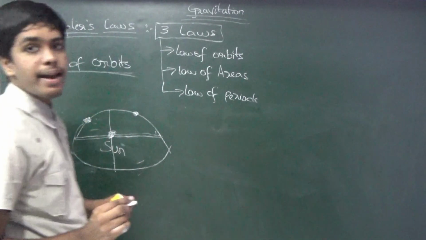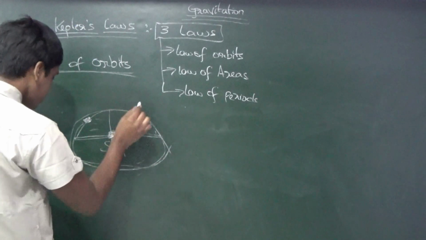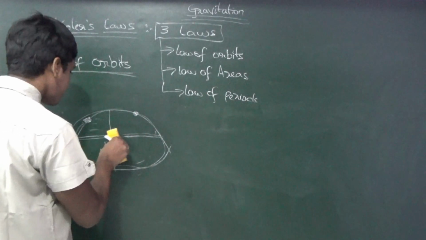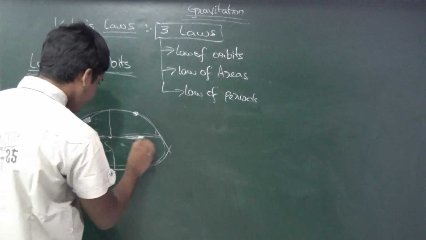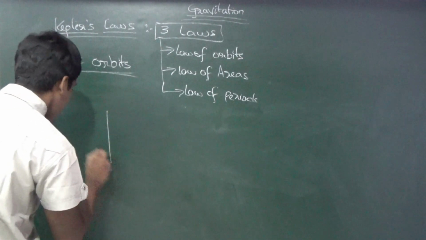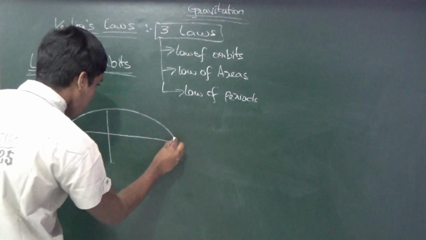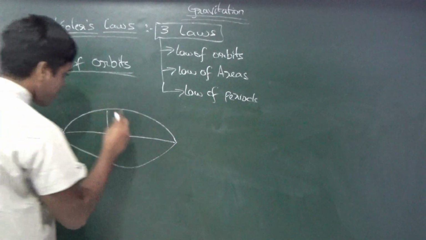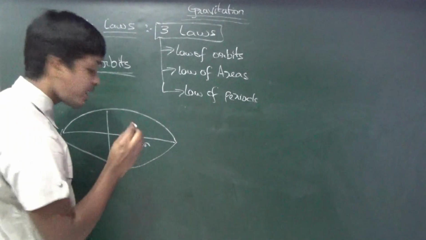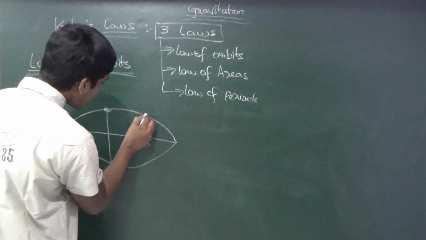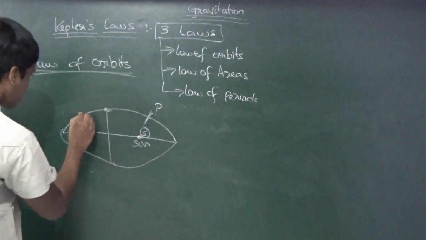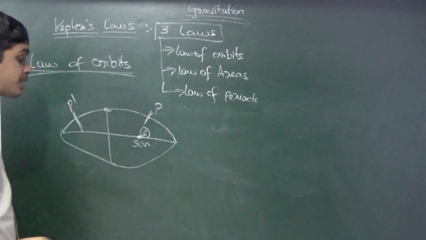It states that a planet moves around the sun by keeping the sun at one of the foci. For example, it is the center. Okay, this is the sun. The planet starts here and it moves up to here. First position is P, and it is the sun, and it moves here. It is P dash.